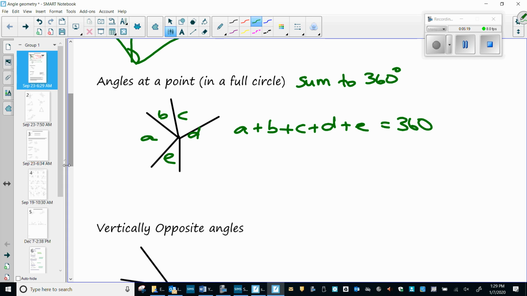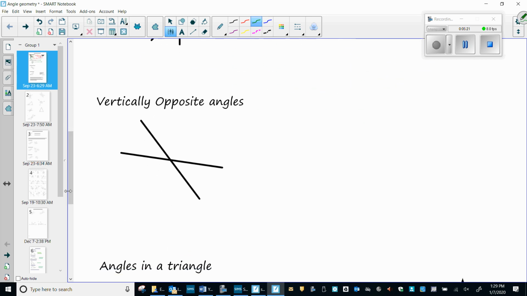Okay. This is the one that people get confused. They often miss this word here, the vertically opposite, and they will just say that they are opposite angles.